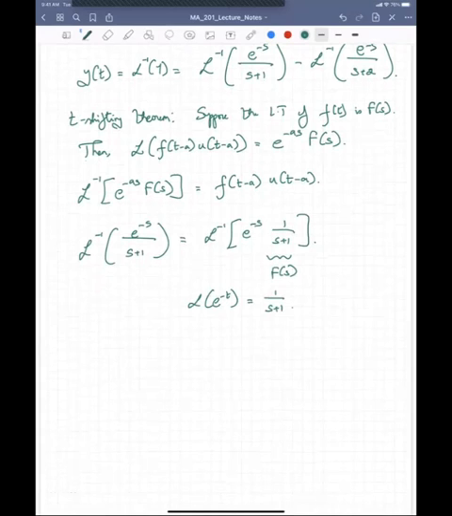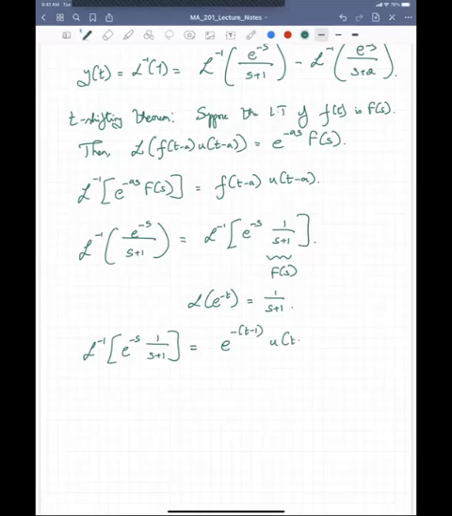Which means that L inverse of e to the minus s times 1 over s plus 1 is, using this formula, f of t minus a u of t minus a. So this is basically e to the minus, instead of t, a here is 1, so t minus 1, u of t minus 1. This response is only for times greater than 1.